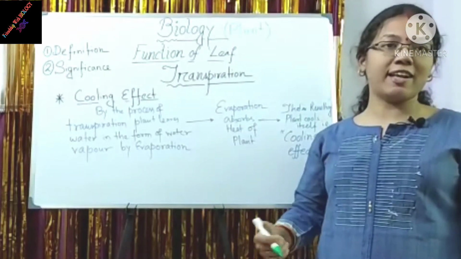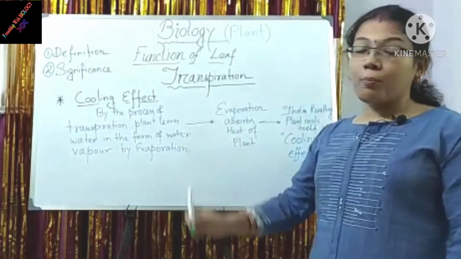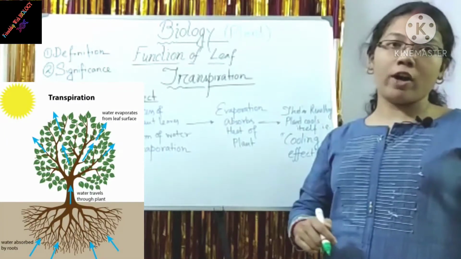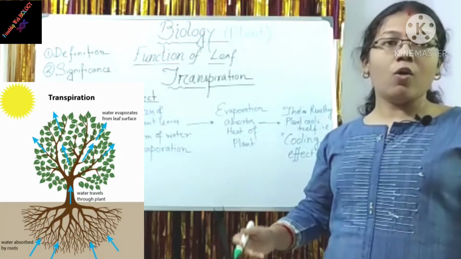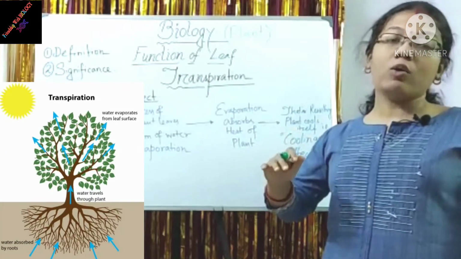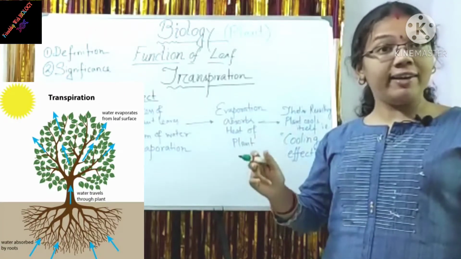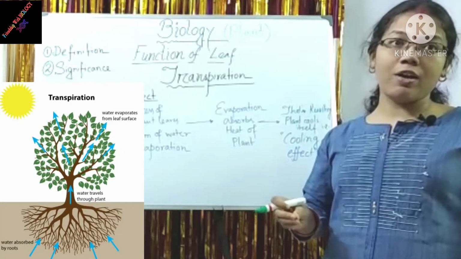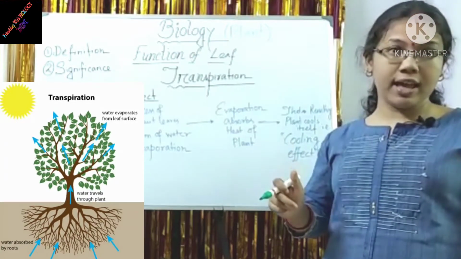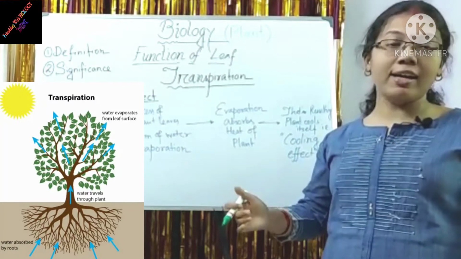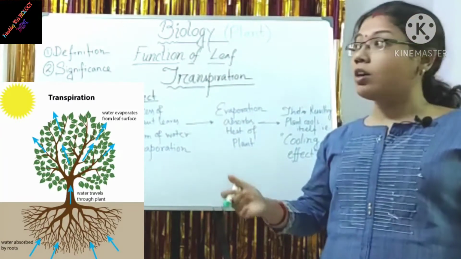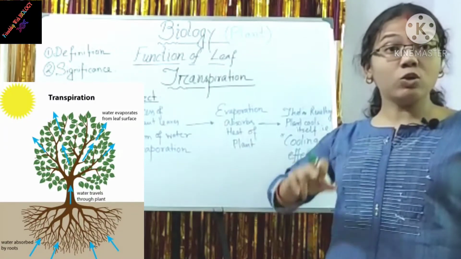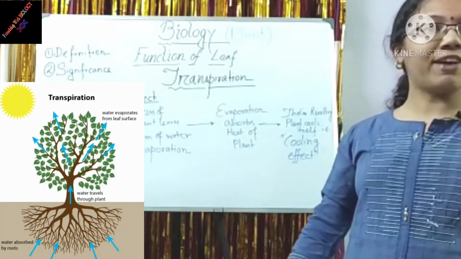Friends, what is transpiration? Root of the plant continuously absorbs water from the soil and by the stem water is transported to all parts of the plant including leaves. Leaves use a small amount of water for the process of photosynthesis and the maximum amount of water is released in the form of water vapor by evaporation. This total process is known as transpiration.